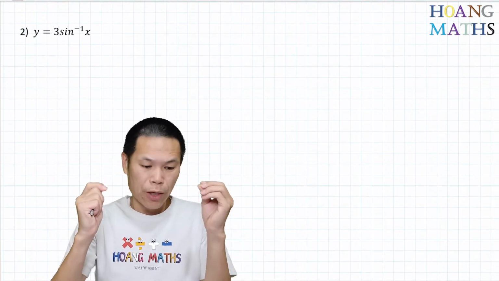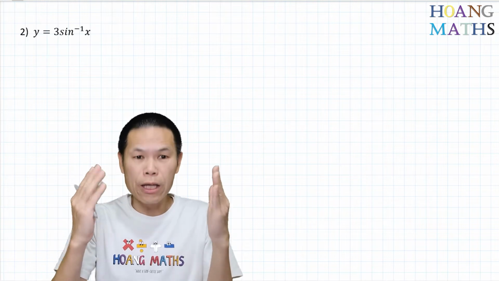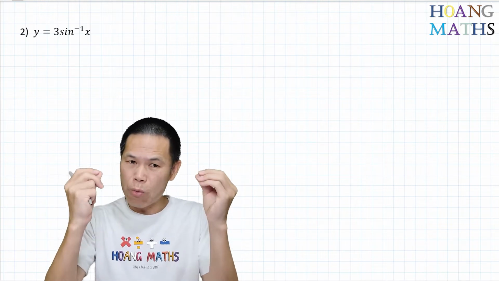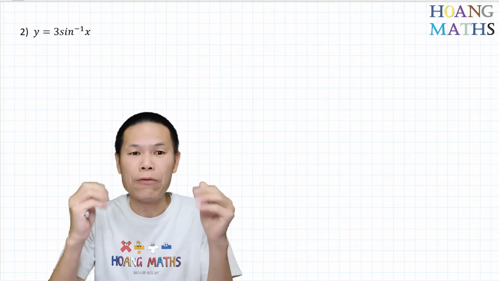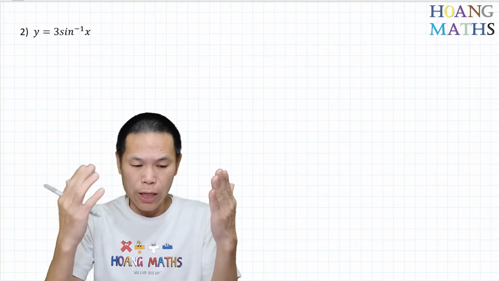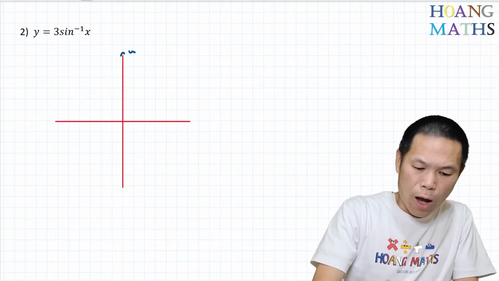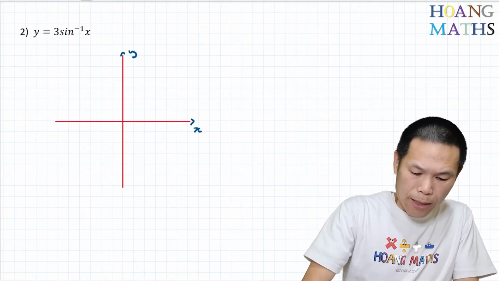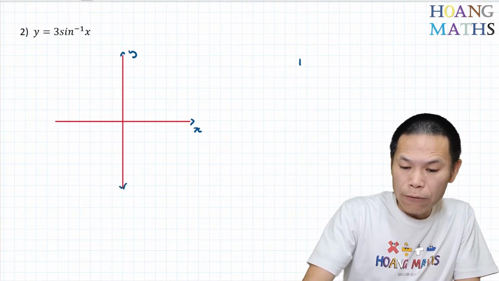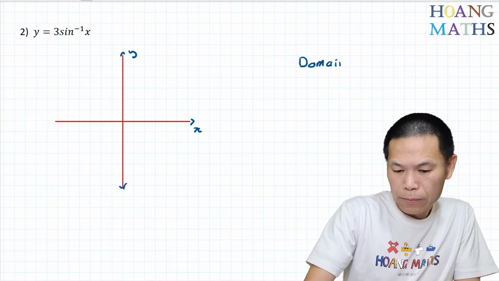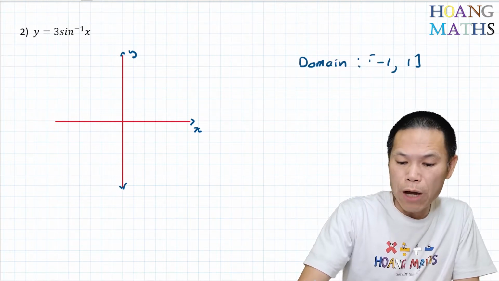Now, second one. So we need to sketch y is equal to 3 sine inverse of x. Again, step number 1, we need to sketch y is equal to sine inverse of x first. And then to sketch this, let me just draw the axis first. So this is y, this is x. And we know that the domain for sine inverse of x is between -1 and 1. Okay, keep that in mind for me.